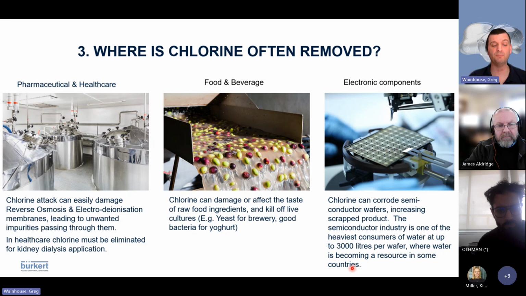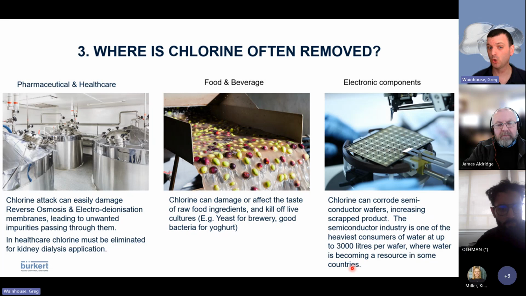Now, in healthcare scenarios, where you're doing things like kidney dialysis, you have to ensure that all of the chlorine is removed because chlorine can seriously damage a patient's kidney. So you have to remove all of that chlorine completely. So you have to have some way of measuring to make sure that all of the chlorine has been removed. You have to have an effective way of doing it as well.